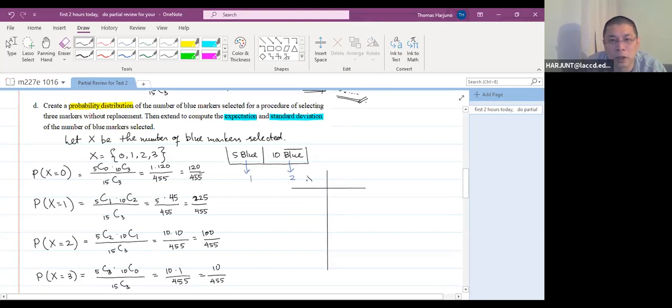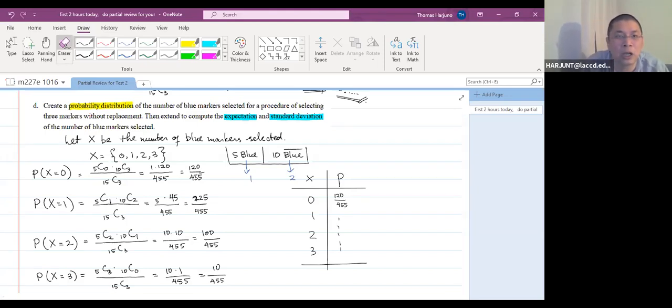Okay, so x is 0, 1, 2, 3. This is the probability. Now, you can use 120 over 455 and so on. But for the purpose of our extension, I suggest you reduce it, but do not fully reduce it. Reduce it such that they all have a common denominator.